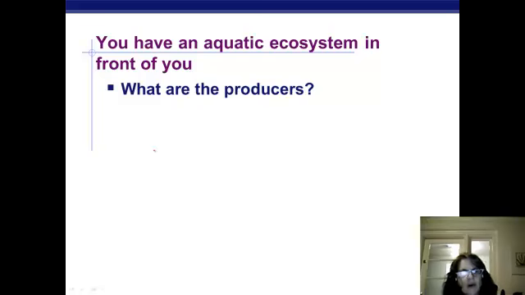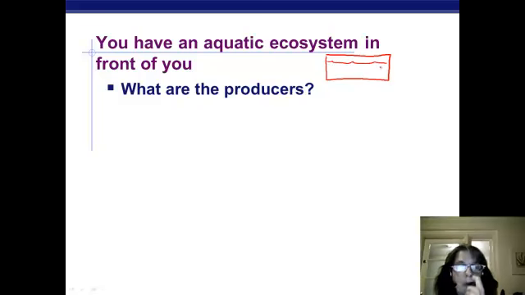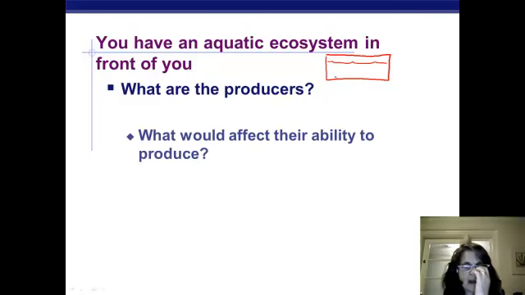Now, let's say you have an aquatic ecosystem in front of you. Okay? Let's say it's my aquarium in the back of the room. If you've looked at my aquarium, you know it's a big green mess, but I think it's a big green beautiful thing because it's got all kinds of producers in there going crazy. The producers in that ecosystem are algae. There's actually a few plants in there, but mostly it's algae. Some of it's called Spirogyra. All of this is Chlorophyta, green algae.